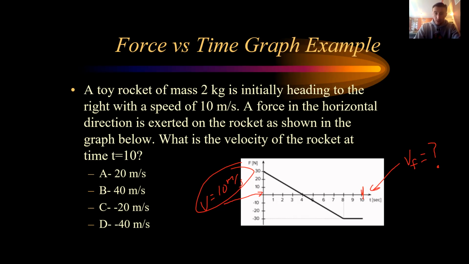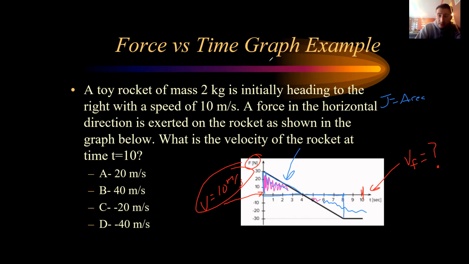Okay, so right away, we know that we could find impulse, right? If we have a force versus time graph, if we find the area under the curve, that equals impulse. So let's go ahead and do that. Let's look at the area here. Well, actually, is it the same? This is a base 4, height 30. This is a base 4, height 30.